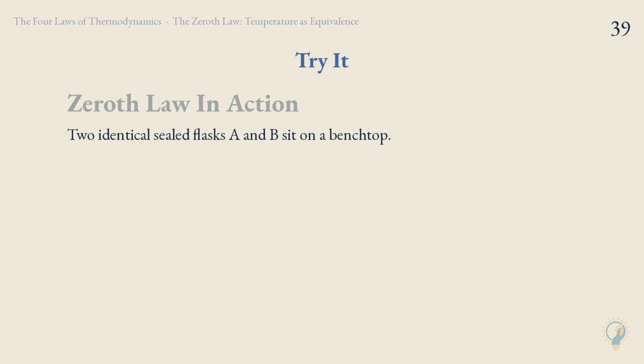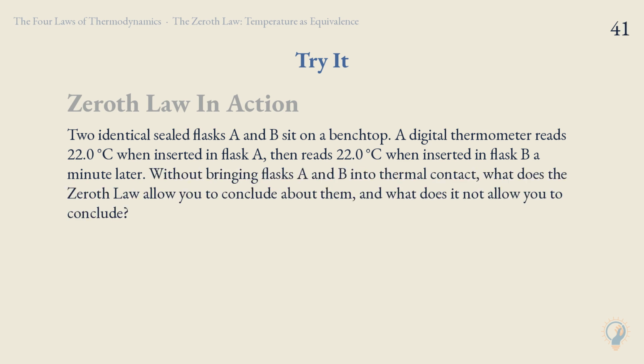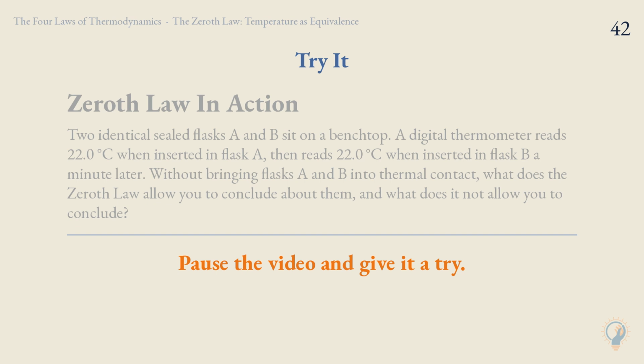Zeroth Law in action. Two identical sealed flasks A and B sit on a bench top. A digital thermometer reads 22.0 degrees Celsius when inserted in flask A, then reads 22.0 degrees Celsius when inserted in flask B a minute later. Without bringing flasks A and B into thermal contact, what does the zeroth law allow you to conclude about them, and what does it not allow you to conclude? Pause the video now and give it a try.